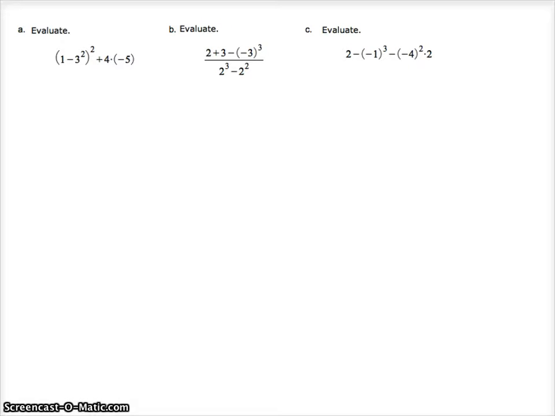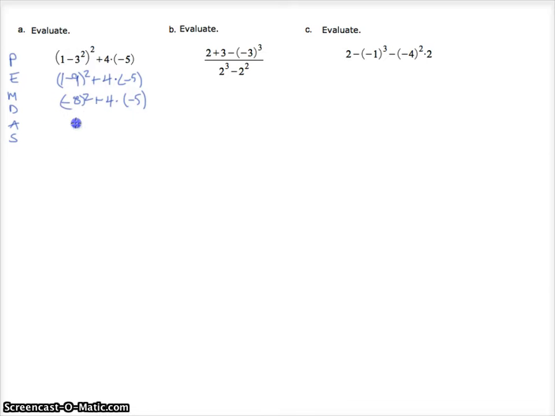For letter A, I've got parentheses. We'll even write them out. We have parentheses, exponents, multiply, divide, add, subtract. Alright, so in my parentheses, I've got 1 minus 3 squared. So 3 squared is 9, so it's 1 minus 9, squared, plus 4 times negative 5. Well, inside these parentheses I have 1 minus 9, which is negative 8, squared plus 4 times negative 5.